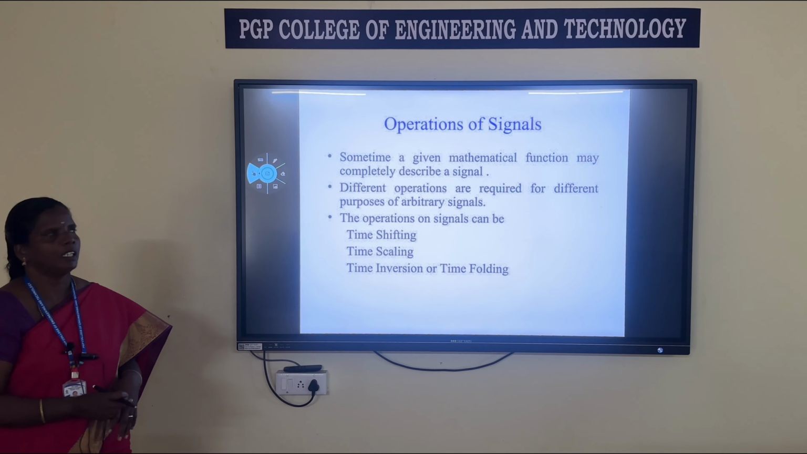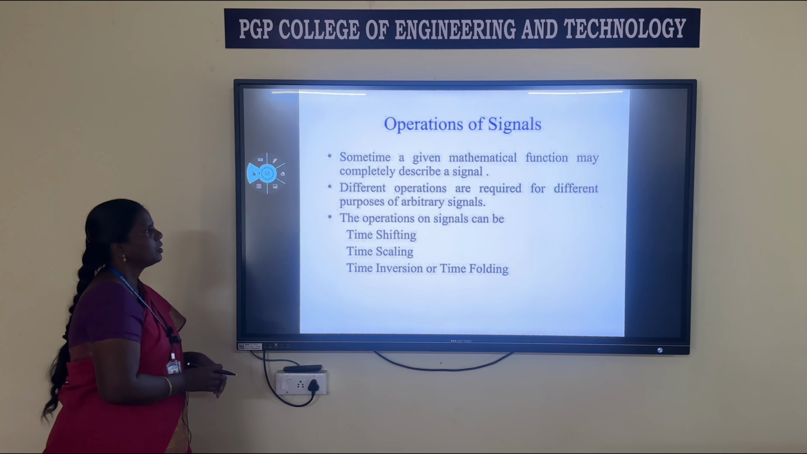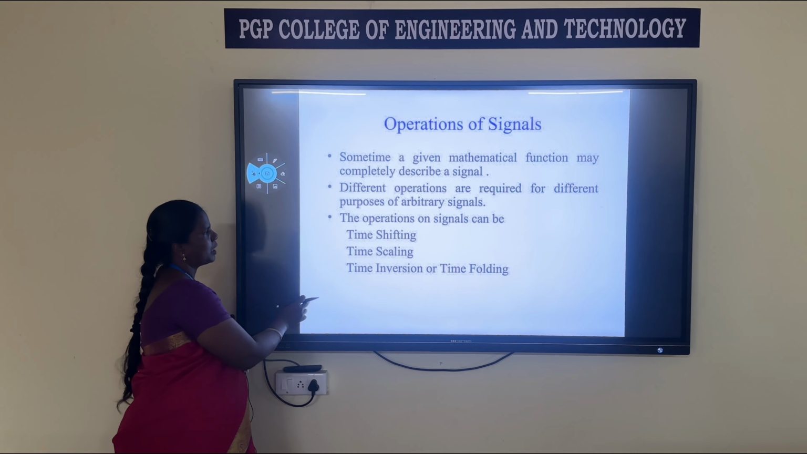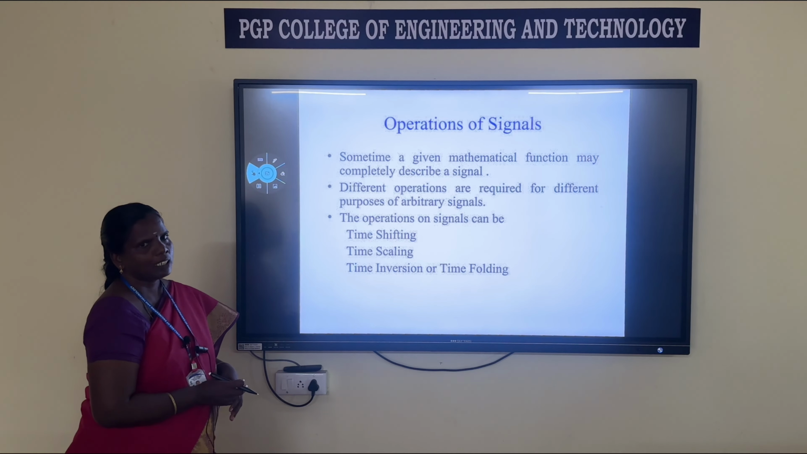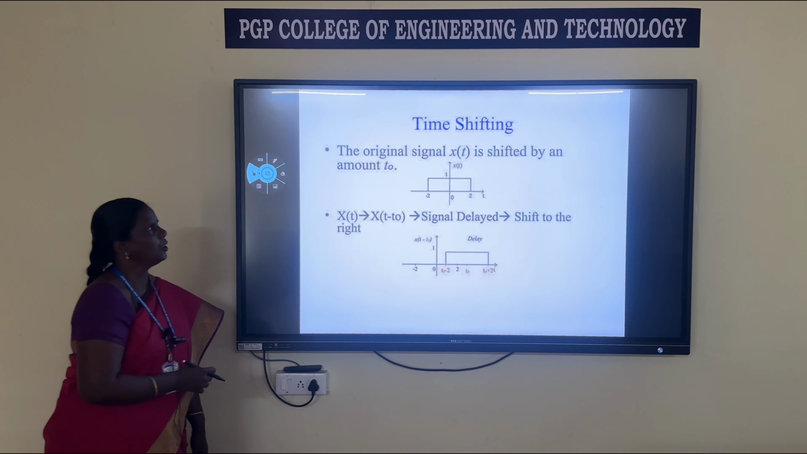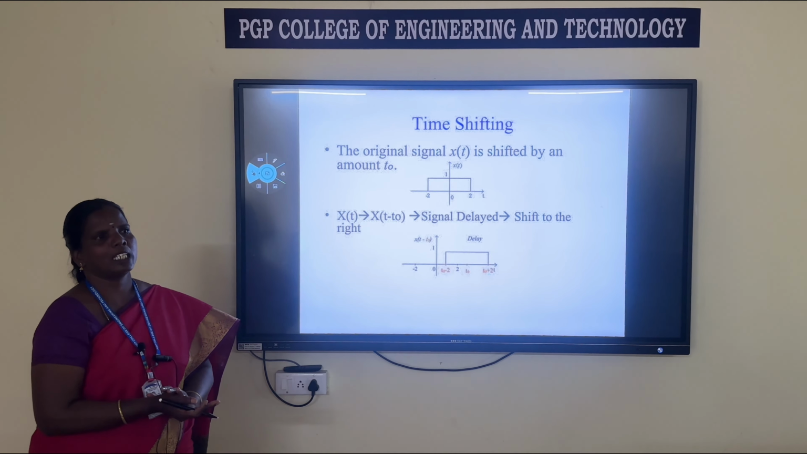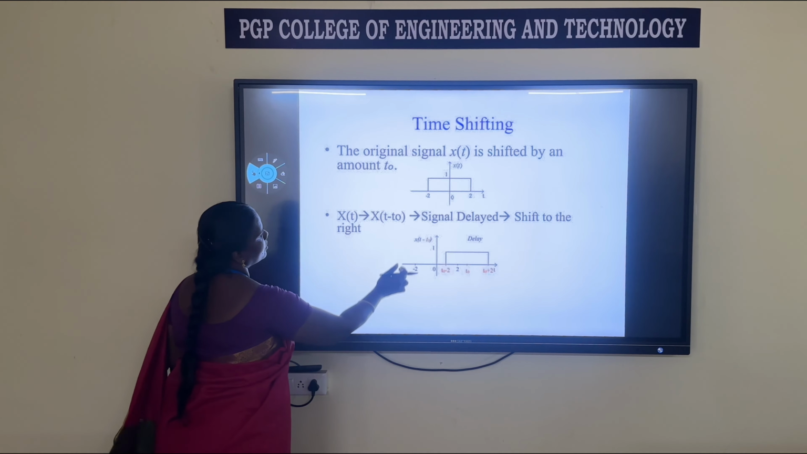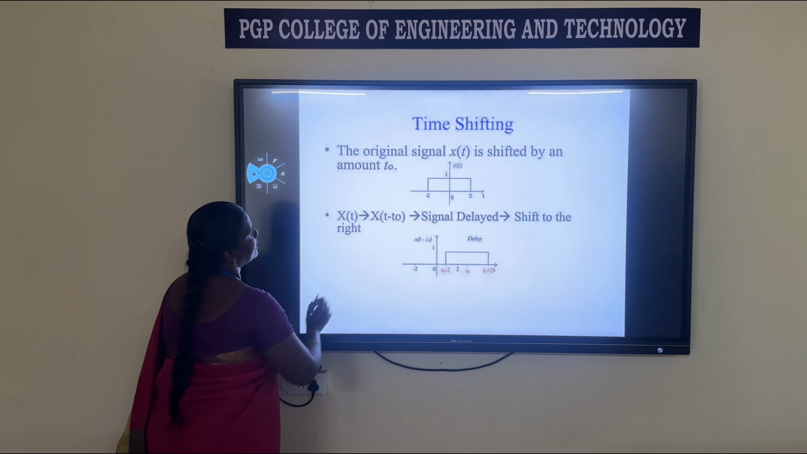So now we are going to discuss some of the basic operations of signals. Different operations are required for different purposes on an arbitrary signal. Some basic operations are time shifting, time scaling, and time inversion or time folding. The first one is time shifting. We have to shift the signal either left or right. First, if we shift to the right side, it is called a delayed signal.